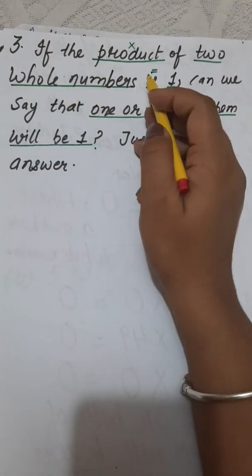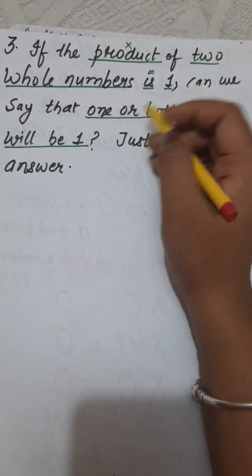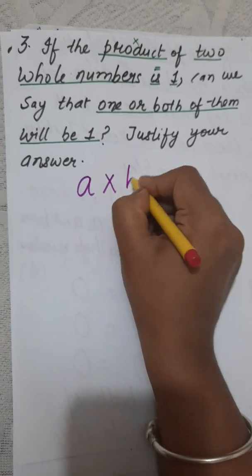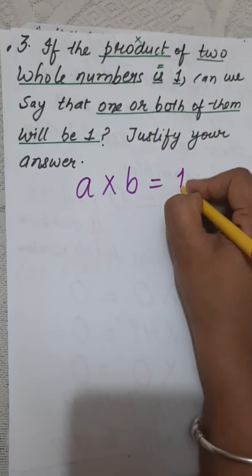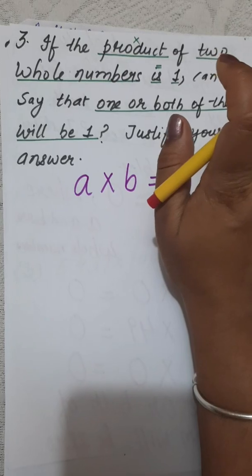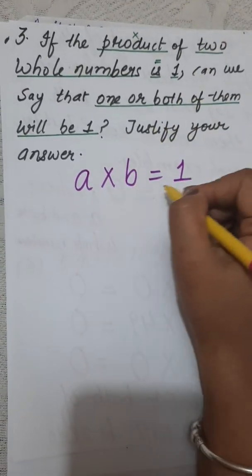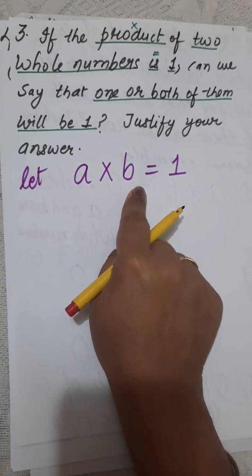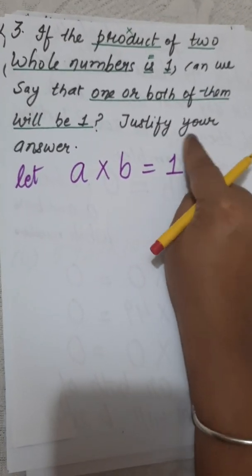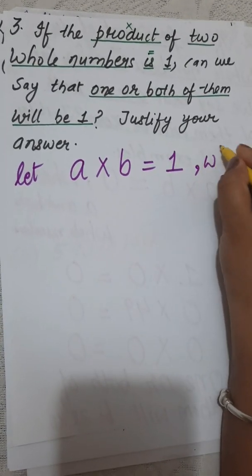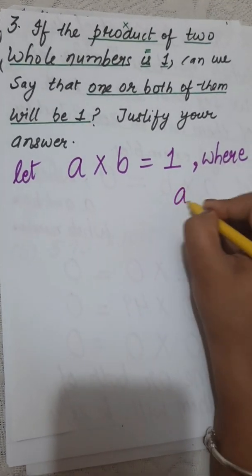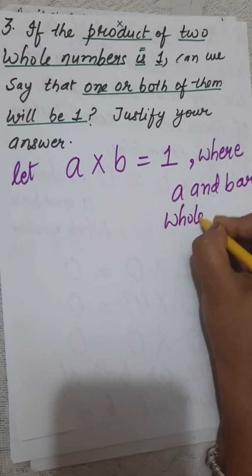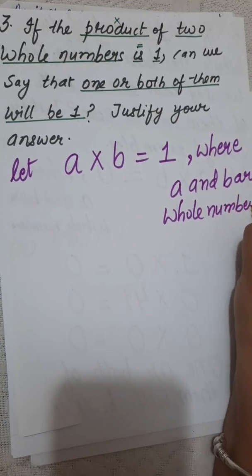The third question is, if the product of two whole numbers is 1, can we say one or both of them will be 1? In the previous question, the product of two whole numbers was 0, but now the product of two whole numbers is 1. Now we have to find whether one or both of them will be 1 when I get the final answer 1. So firstly I will write where A and B are whole numbers, any numbers.